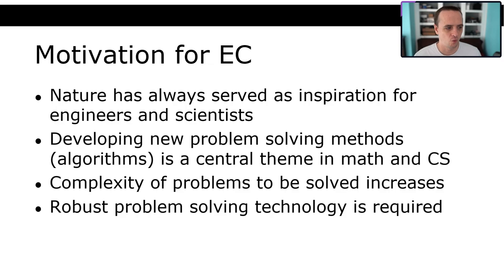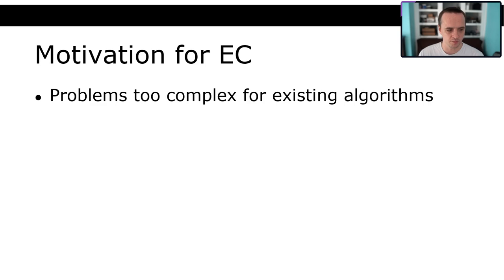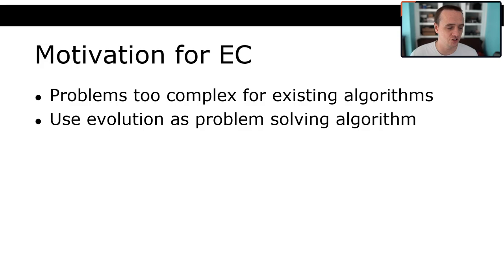So that's why we would look to nature, which is pretty much the most complex thing we look at. Organisms running around eating and competing for resources. It's a complex thing. So how does nature do it? Some problems were too complex for existing algorithms, and so they wanted to see if natural selection, evolution, could help us solve the problems.